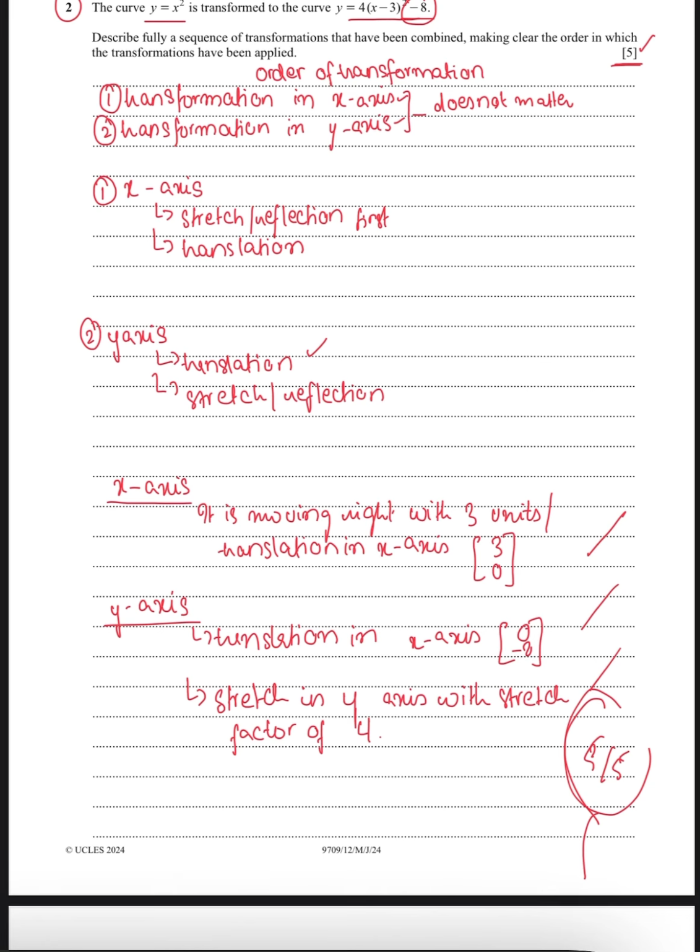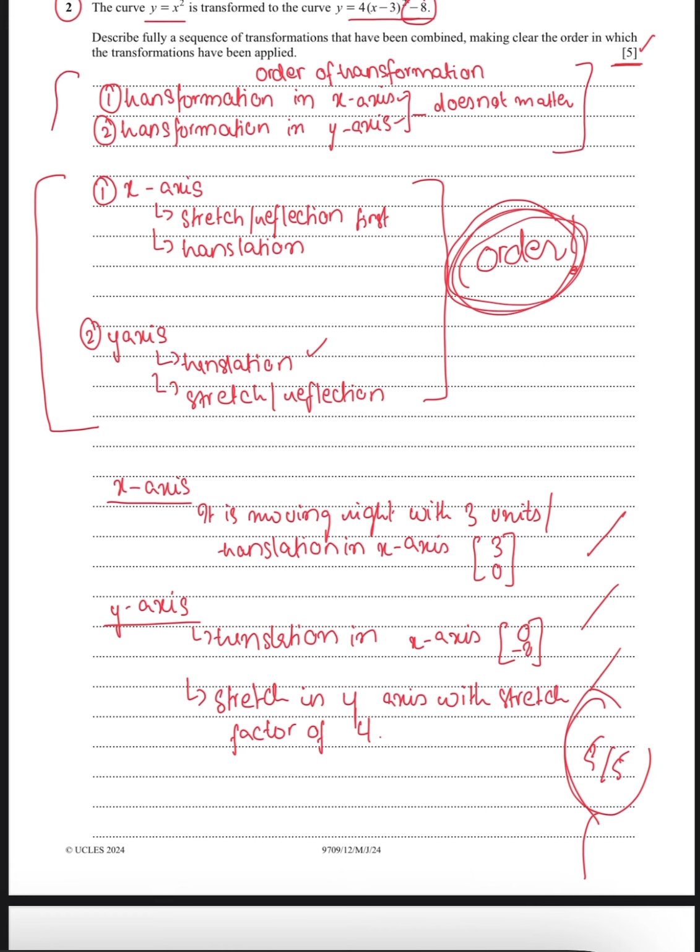So make sure you memorize this and you understand this, and make sure you're able to apply the correct transformations in correct order, because order really matters. So memorize this part, and you are given 5 marks for this.